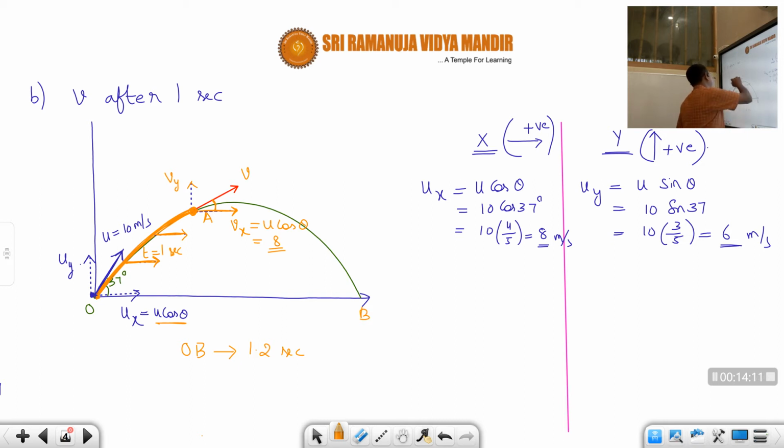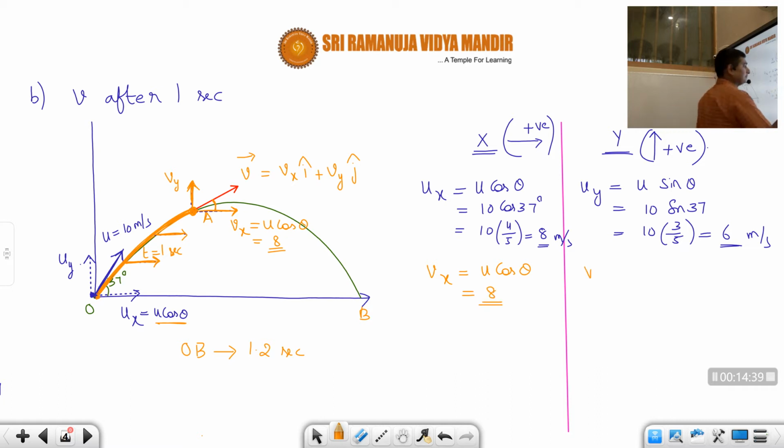Now we have to calculate the velocity Vy. Correct or not? Once you calculate Vy, then you can easily calculate velocity, because V is nothing but Vx i cap plus Vy j cap. Correct or not? V, velocity at that point, is Vx, which we already got. What is Vx? Vx is nothing but u cos theta. It will always remain constant. So 8 meters per second.